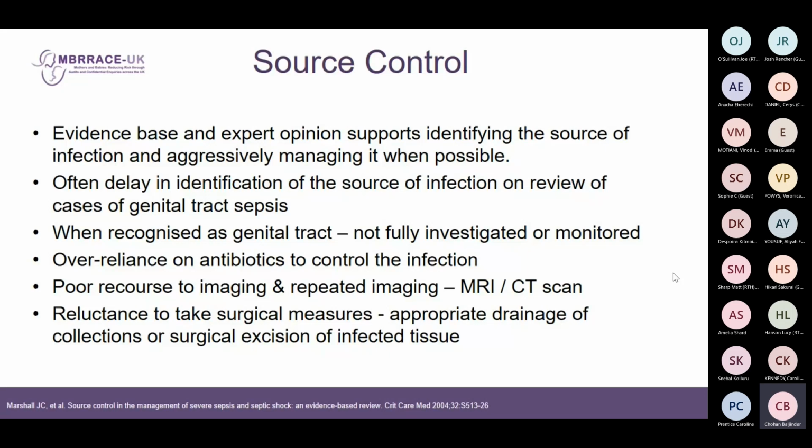I know you may not be calling the shots when someone is really sick like this, but you might well make these suggestions and say, should we talk to a microbiologist? Do we need to think about doing another CT, perhaps another MRI, to see what, if anything, has evolved, and whether we have missed anything else? And then there's reluctance to take surgical measures, thinking that the patient is just going to get better with antibiotics.